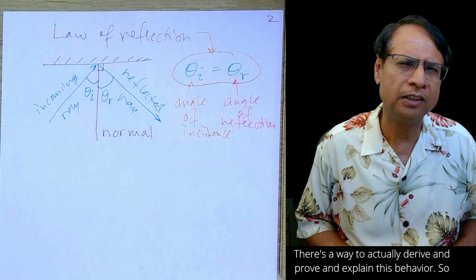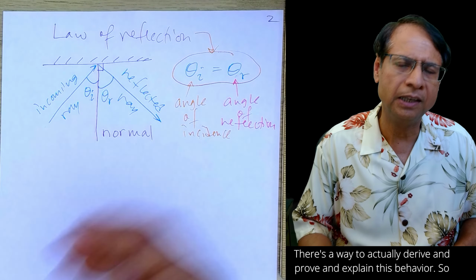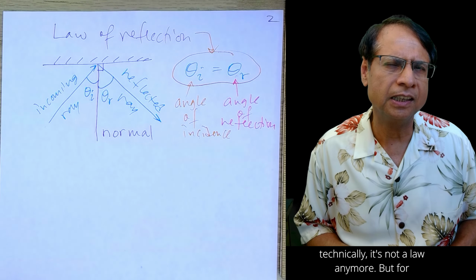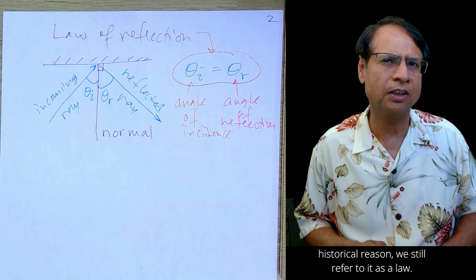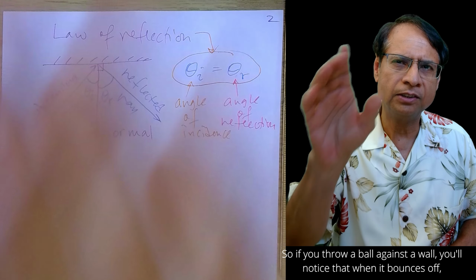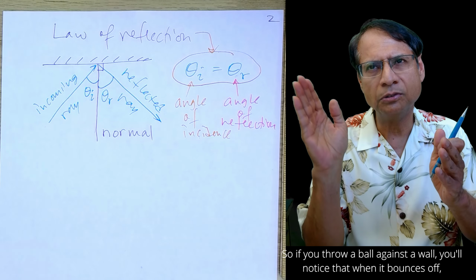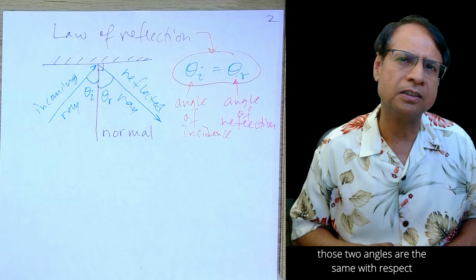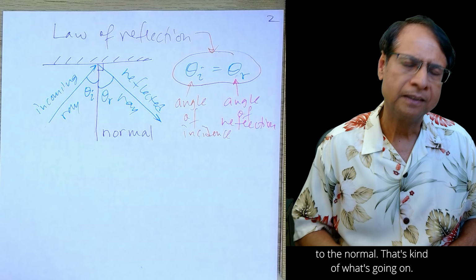There's a way to actually derive and prove and explain this behavior. So technically it's not a law anymore, but for historical reasons, we still refer to it as a law. So if you throw a ball against a wall, you'll notice that when it bounces off, those two angles are the same with respect to the normal. That's kind of what's going on.